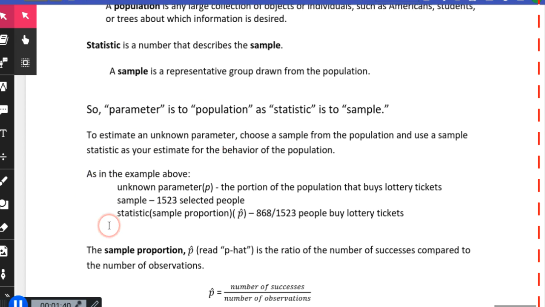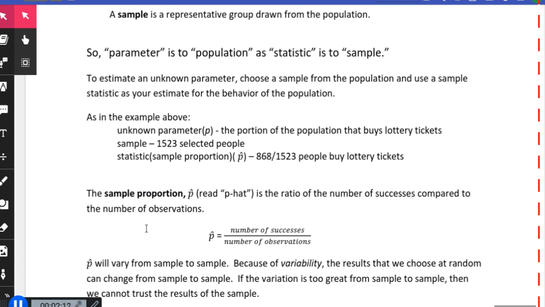In the example above, the unknown parameter was the proportion of the population that buys lottery tickets. This is what they wanted to know. How many people buy lottery tickets? The sample was the number of people they selected, and the statistic is the actual proportion that they got with the sample, so the 868 out of 1,523. So again, a statistic is usually a percentage that you find from your sample, and the parameter is a percentage you want to know about your population.